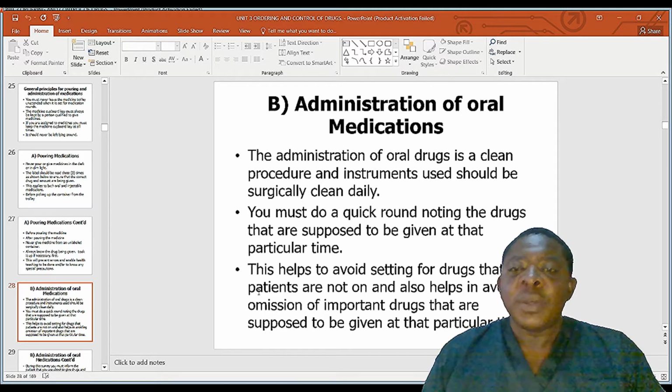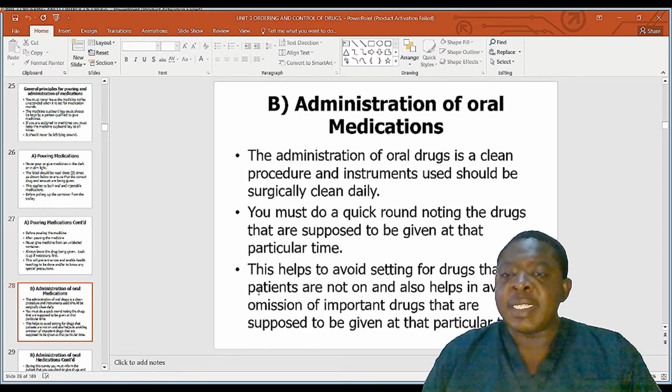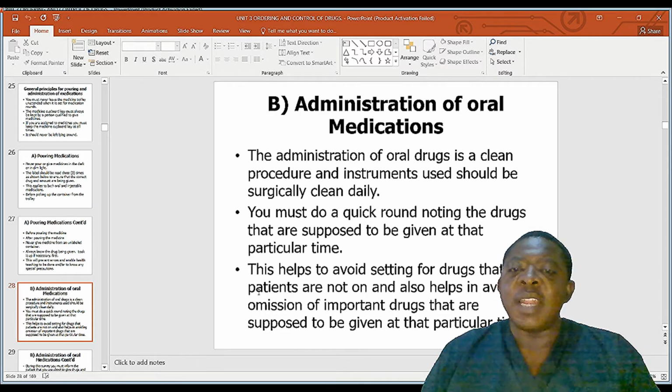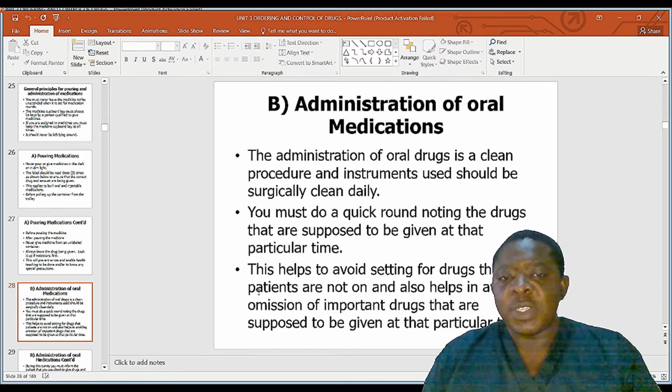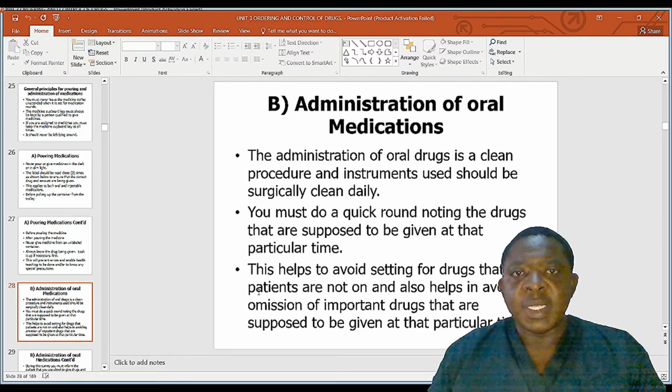You must do a quick round, noting the drugs that are supposed to be given at that particular time. This helps to avoid setting up drugs that patients are not on and also helps in avoiding omission of important drugs that are supposed to be given at that particular time.